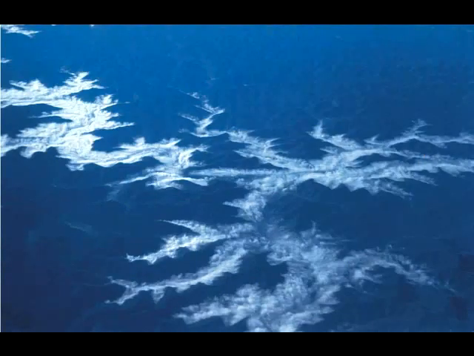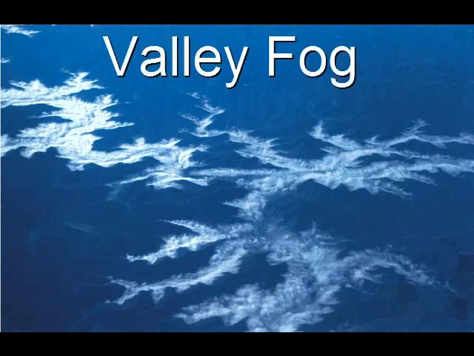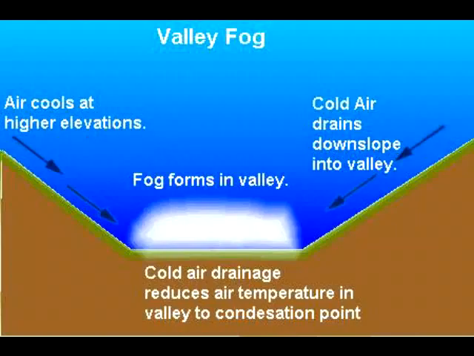Air containing fog is relatively cold and dense. It drains downslope in hilly terrain and accumulates in valleys, where it is also called valley fog. Here you see how valley fog is formed.